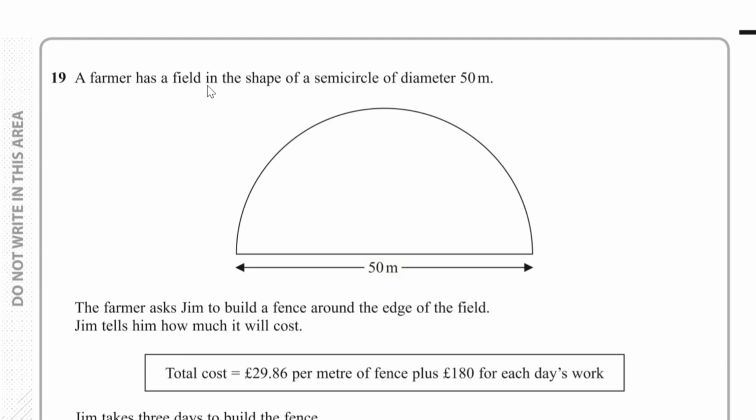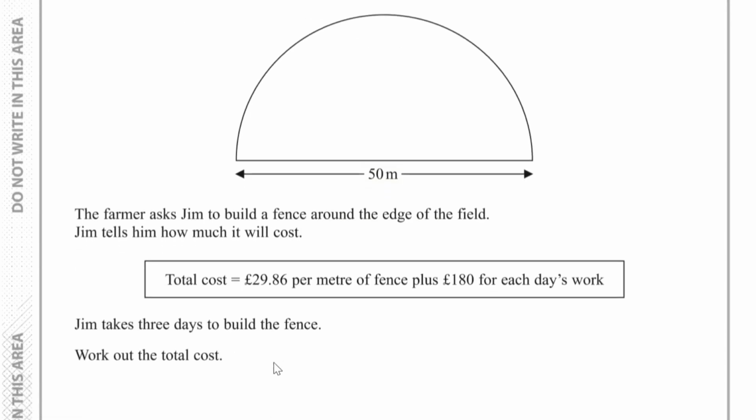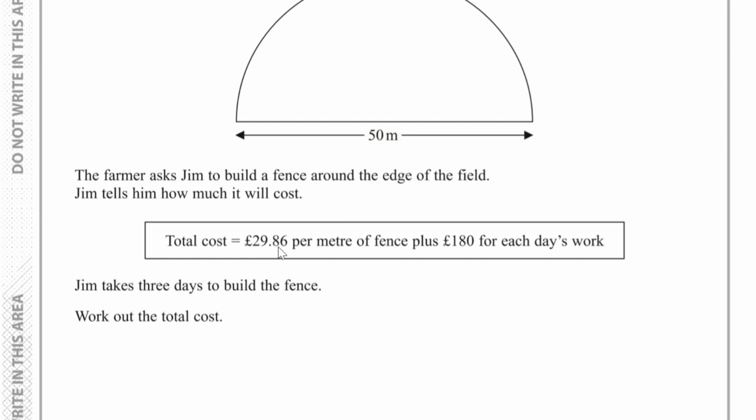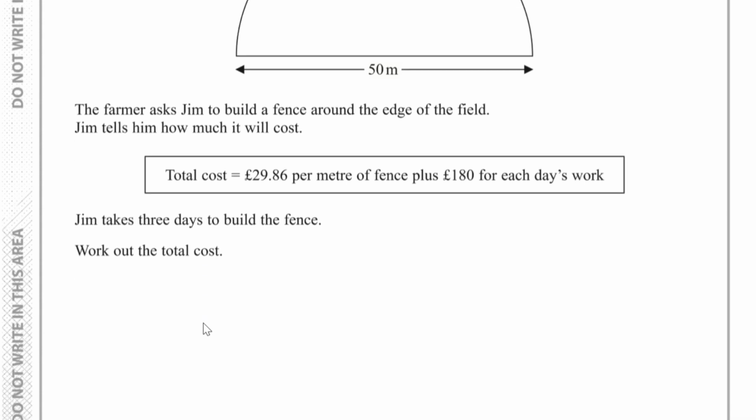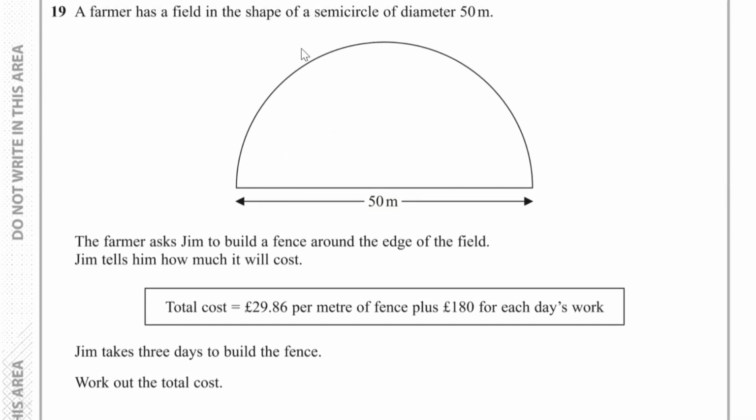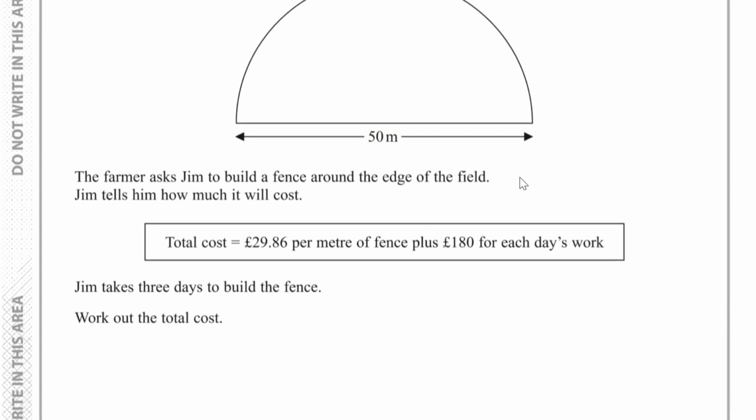Question number 19. A farmer has a field in the shape of a semicircle of diameter 50 meters. The farmer asks Jim to build a fence around the edge of the field. Jim tells him how much it will cost. The total cost is £29.86 per metre of fence plus £180 for each day's work. Jim takes 3 days to build the fence. We have to work out the total cost. Well, what we need to do is find out the total perimeter of the shape.